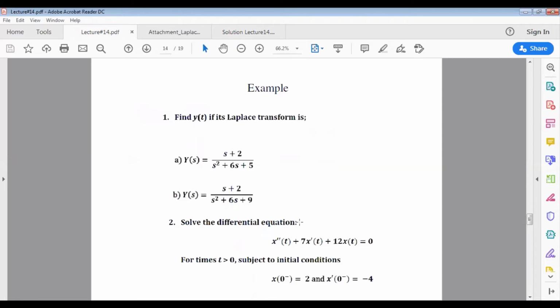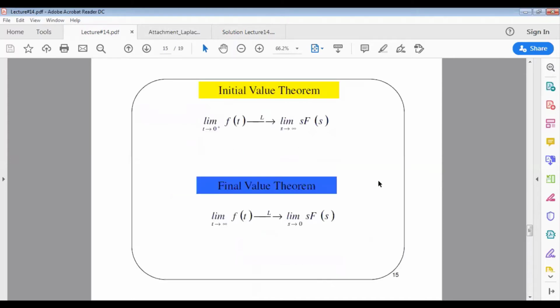The second question here is based on the differentiation property. We did this example in the previous slide, so I'm not going to do it. Try to solve this problem on your own, and if you have a problem with this, you can just contact me.